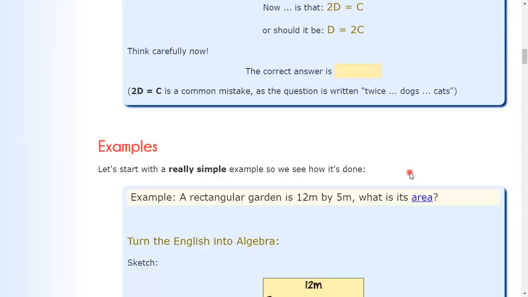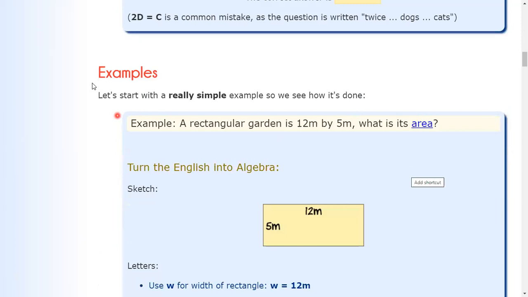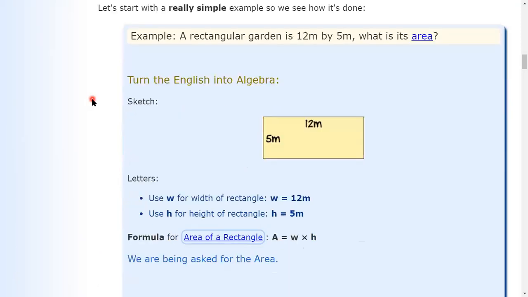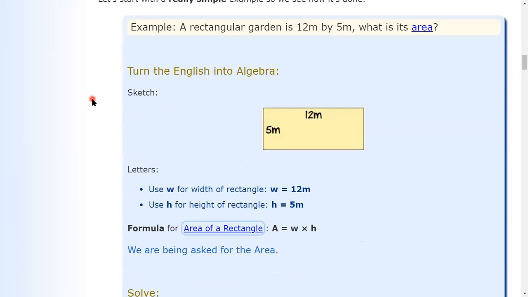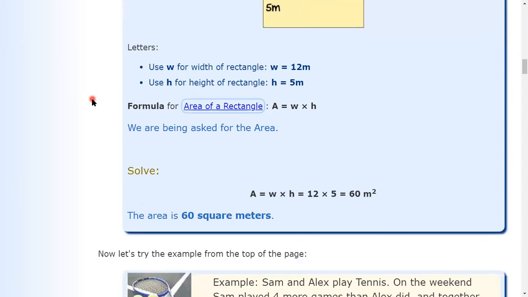One more example. Look at this. If you can read this, please read this one. Let's start with a really simple example so we can see how it's done. A rectangular garden is 12 by 5. What is its area? Turn English into algebra, so sketch it and use W for the width of the rectangle and H for the height. The formula for the area of a rectangle is A equals W times H. We are being asked for the area, so you will have to put in the values. This will be the right answer: the area is 60 square meters.